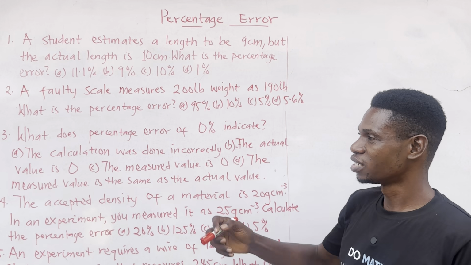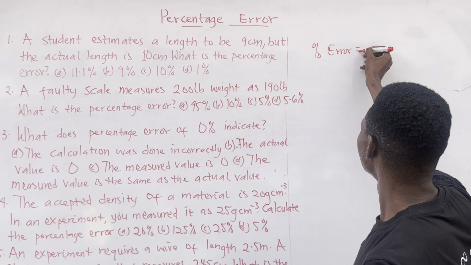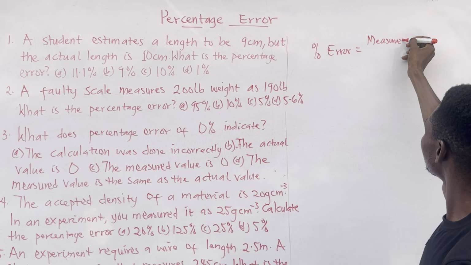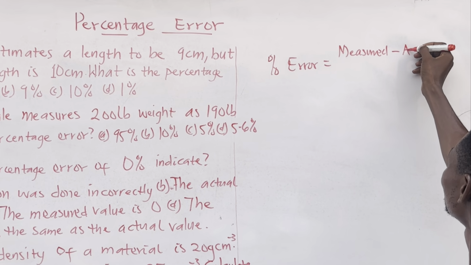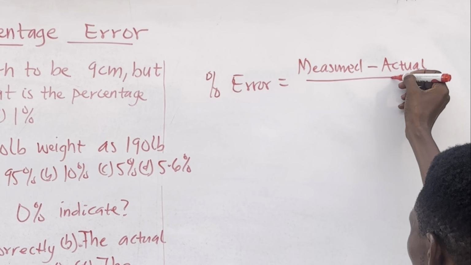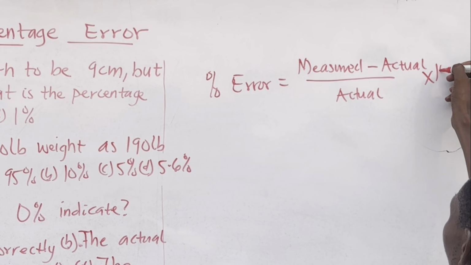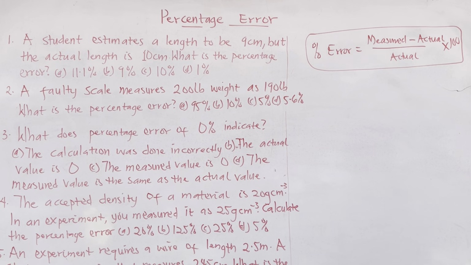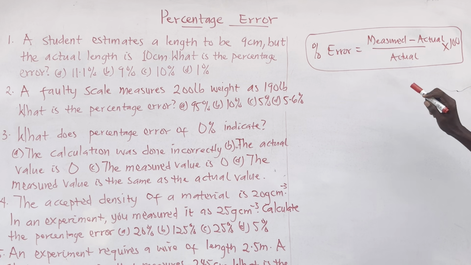And how do we calculate percentage error? Percentage error is actually the measured value minus the actual value, divided by the actual, multiplied by 100. Now, get the point. Measured value minus actual value, divided by the actual value, times 100.